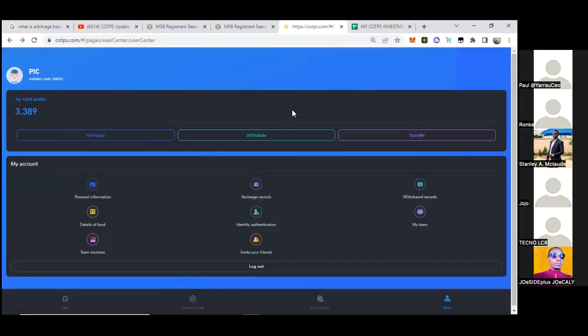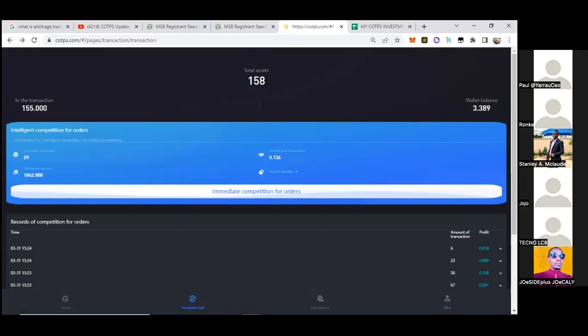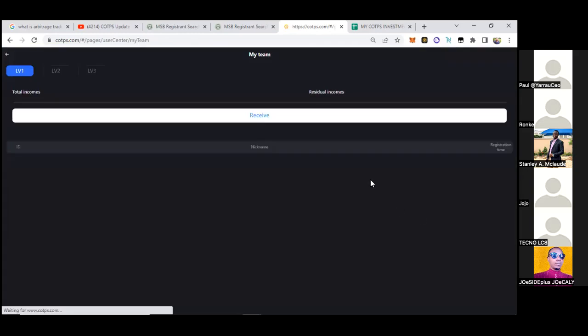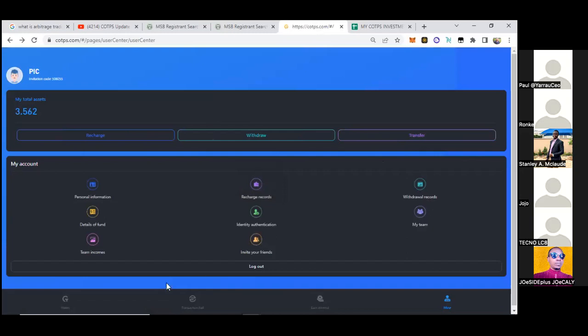And I already have a few members from my organization that are with me in this. Majority of them are $100 and up, some $50. And that is what has been pushing the wallet balance. To claim, you go on my team and you would see the residual income. For the last hour, the level 1 generated 17 cents. Just click that to receive, and then that goes into your wallet balance.